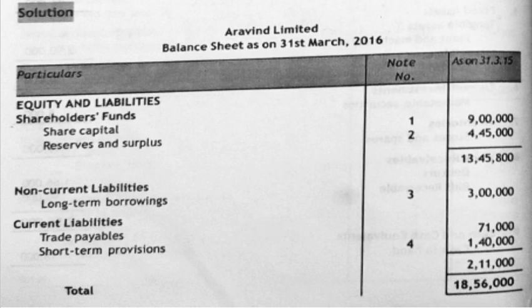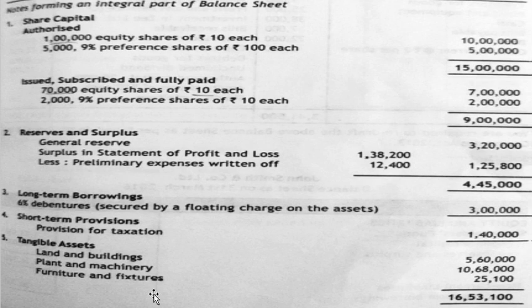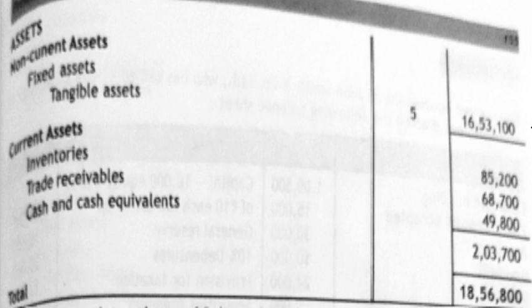Next we will get into our assets classifications. Under assets, non-current assets. Under non-current assets, fixed assets. Under fixed assets we have tangible and intangible. In this problem we have only tangible assets. According to the working note of tangible assets, we have three assets, which are land and building, plant and machinery, furniture and fixtures. The total of it is 16,53,100. So we have recorded 16,53,100 under working note 5.